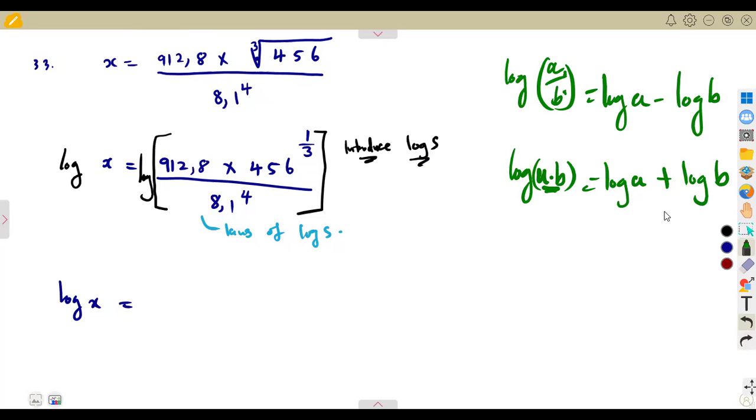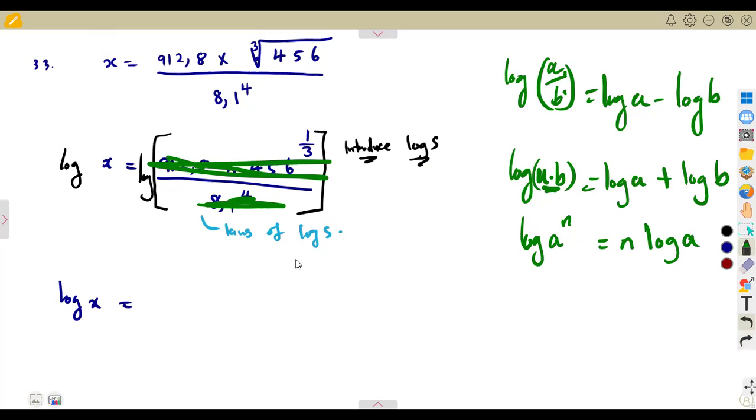What is going to happen if we are given log A to the exponent of n? If there is an exponent, you drop this exponent to multiply the log. It was n log A. This exponent is a number which was multiplying a log. So it's a reverse.